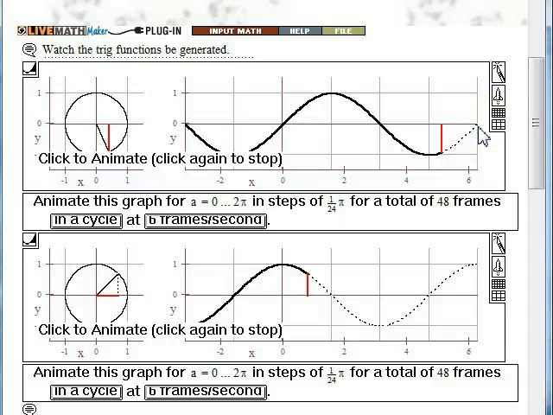Next, we need to take a look at the graph below, the cosine curve, but I'll do that on the next little screencast. So that concludes the sine.